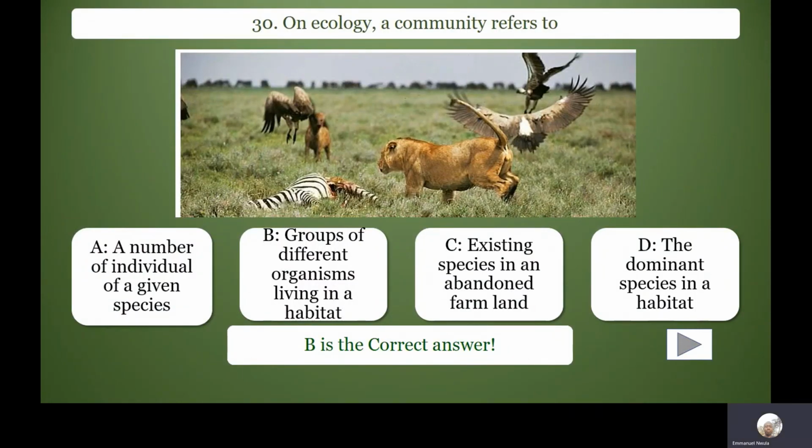On ecology, a community refers to groups of different organisms living in a habitat. Different populations living in a habitat make up a community.